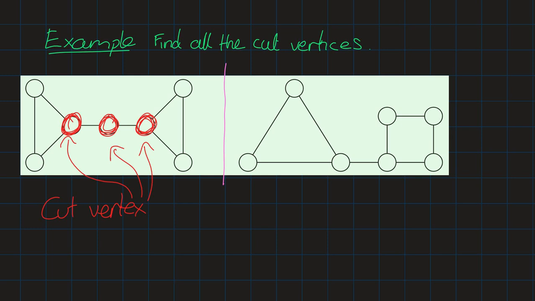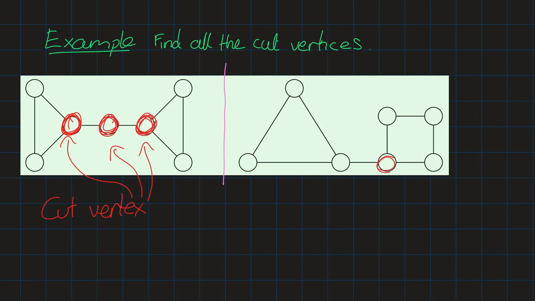So let's move on to the second graph. Again, you can imagine just testing a random vertex. If you delete that vertex, what will happen? Well, the graph will look like this, which is still connected. It's still one connected component, so that's not a cut vertex. But if you delete, say, this one, then you get a graph that looks like this. So now it's two pieces, which means that this pink vertex is a cut vertex.